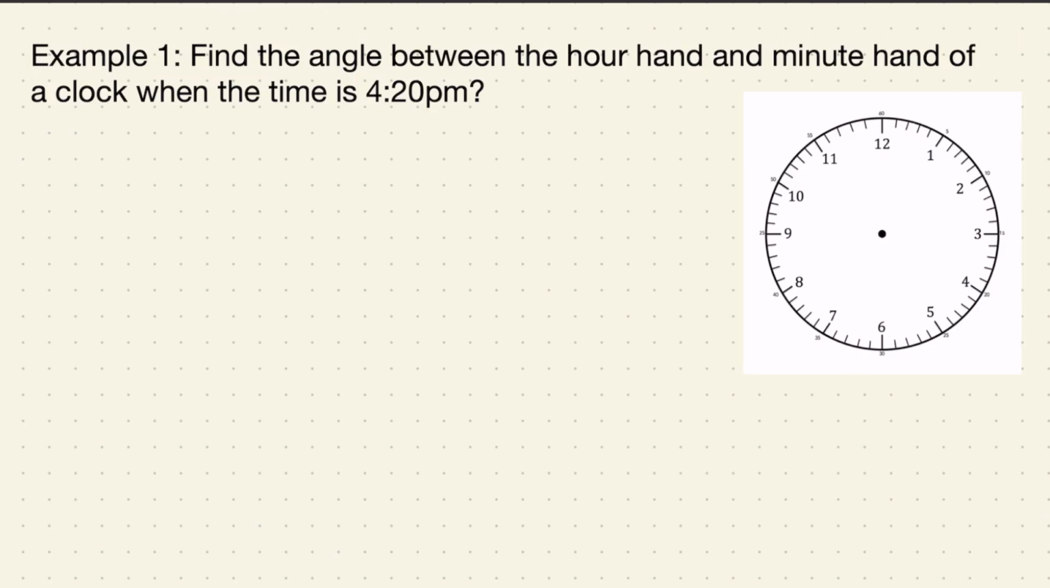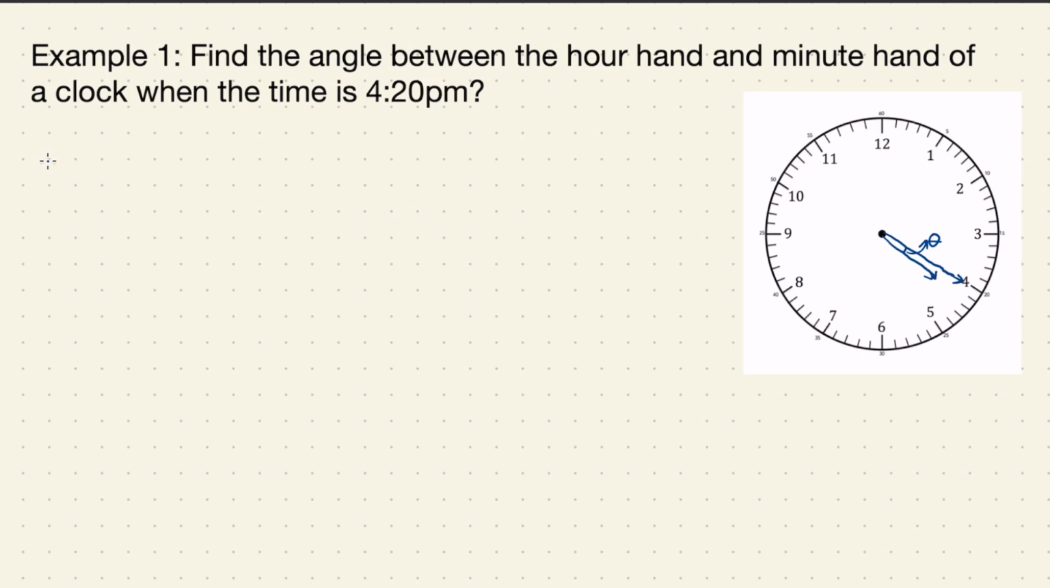For your first example, find the angle between the hour hand and minute hand of a clock when the time is 4:20 p.m. When the clock is at 4:20, your minute hand is here and your hour hand is approximately here. Okay? Approximately. We are being asked for that angle inside. Let's call it angle theta. To understand how the clock works, let's go over the basics.